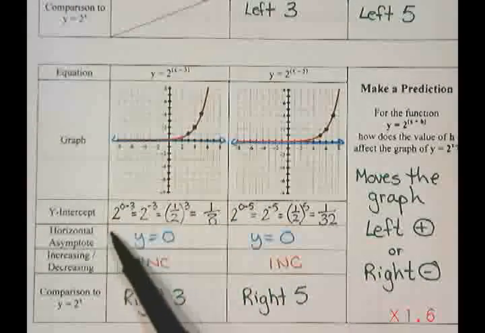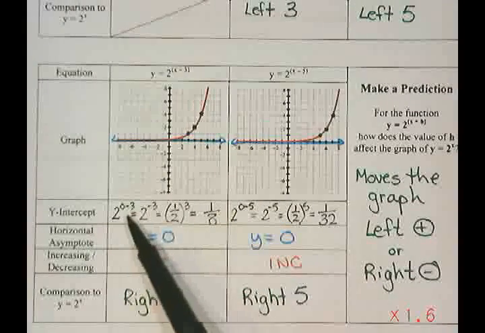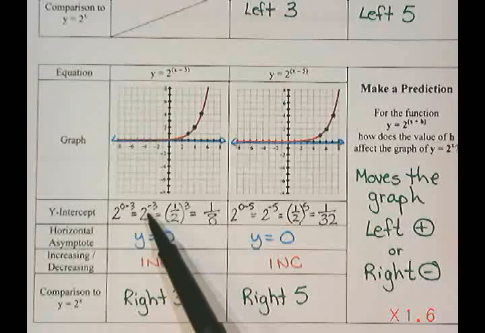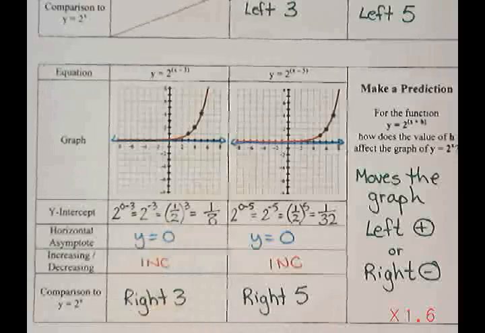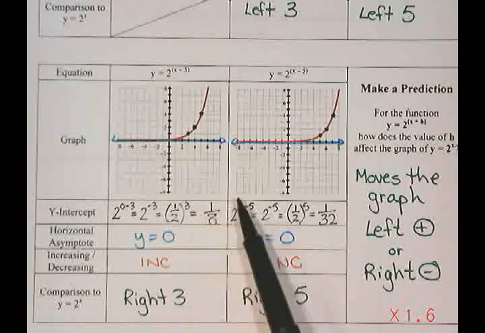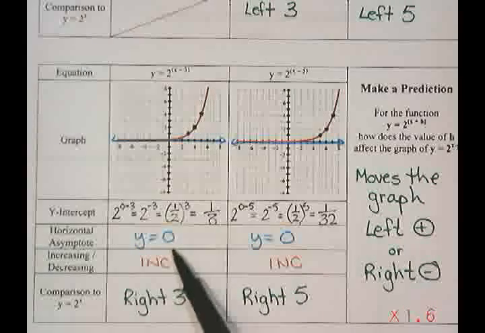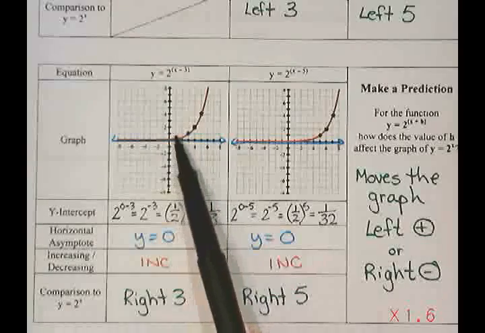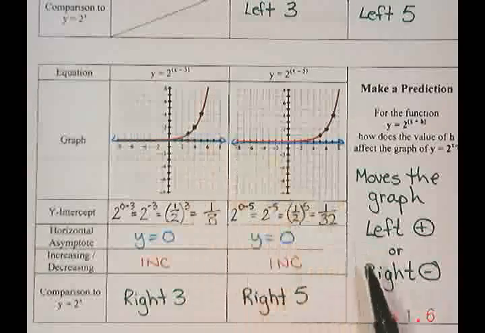And then if we take a look at the last part, the y-intercept here, I put 0 in for x, 2 to the power of -3. Remember, a negative exponent makes a fraction, so I flipped that over to become 1/2 to the power of 3, which is 1/8. The horizontal asymptote is 0. This is still increasing, and I've noticed all the points have moved to the right 3 units.